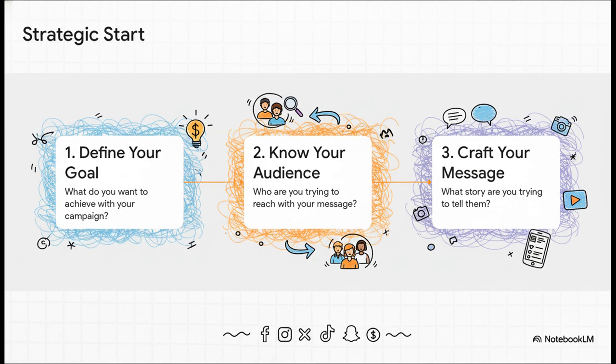Okay, so before you even think about spending a single dollar, you've got to stop and get really clear on these three things. Seriously, this is your strategic starting point. First, what's your goal? What do you actually want to happen? Second, who are you talking to? And I mean, who are they really? And third, what's your message? What's the story you're trying to tell? Get these three things right, and everything else just falls into place.